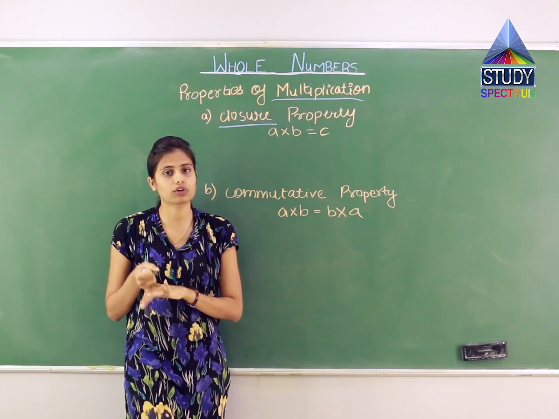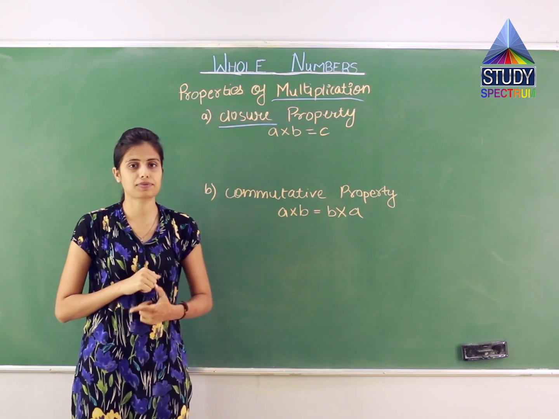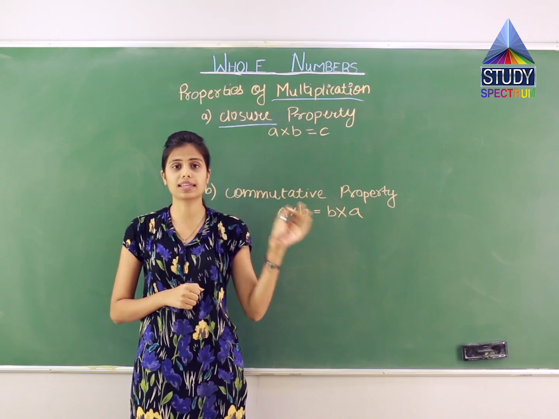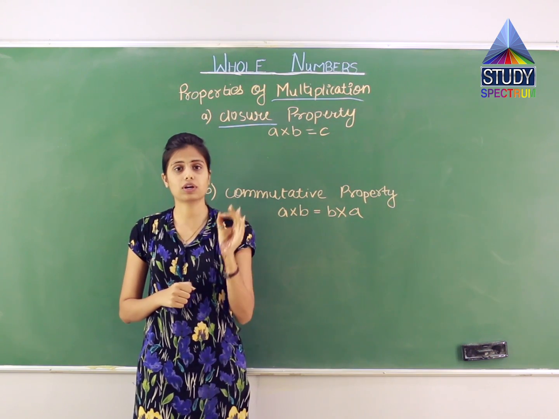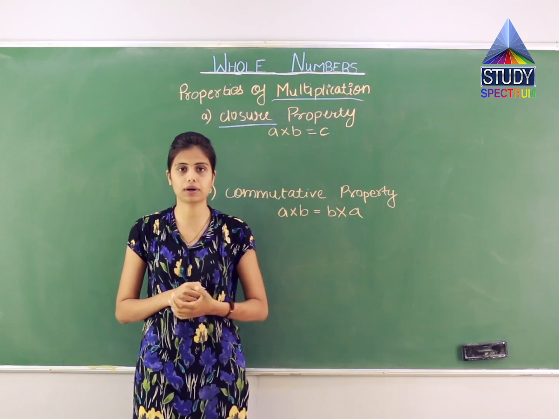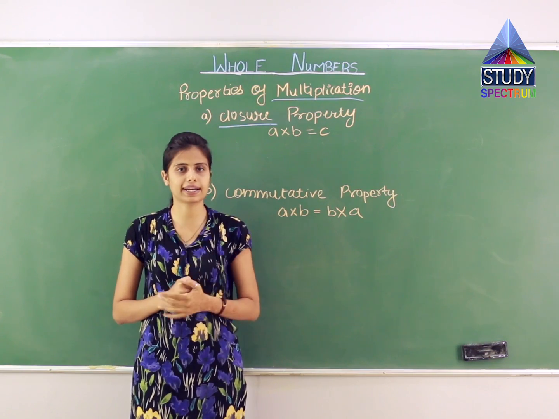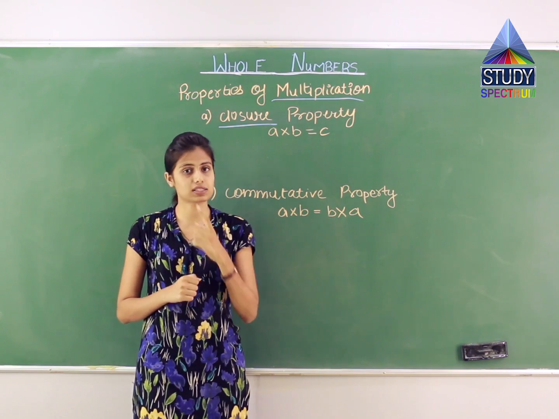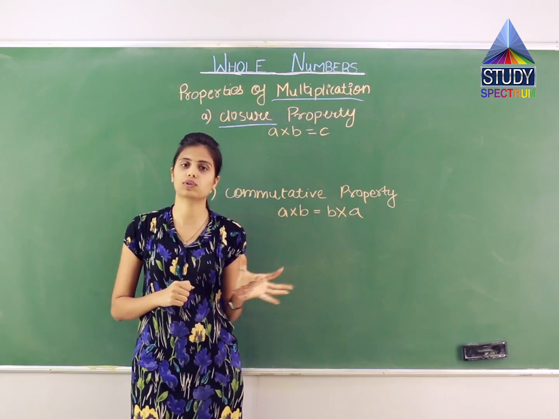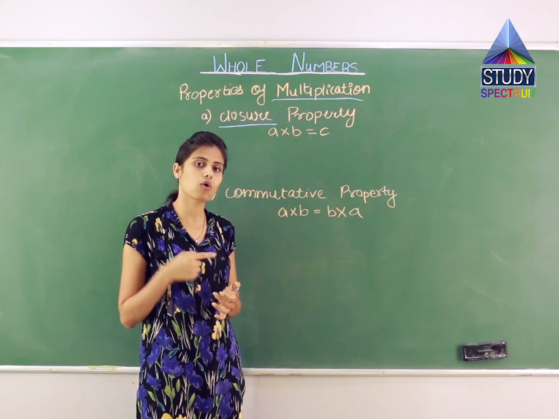Like in addition, if a whole number was added to a whole number, the answer was a whole number. In subtraction, if the first number was greater than the second number, then the answer was a whole number. But if the first number was less than the second number, then the answer was what? The answer was not a whole number, it was a negative. And if a was equal to b, that is the first number was equal to the second number, the answer was 0 and was equal to what? Was equal to whole number. Why equal to whole number? Because 0 is a whole number.